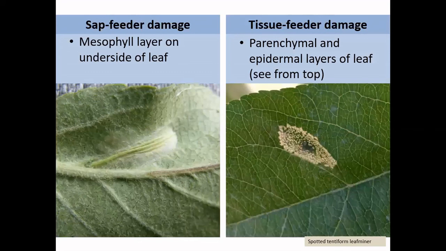As I mentioned, there are 2 different stages of larval development. The sap feeder stage causes damage on the underside of the leaf only, and it actually tunnels into the first layer of tissue. So damage can't be seen from the upper side of the leaf. It needs to be flipped over to look at the underside. The tissue feeder stage, though, starts to feed on the epidermal layer, so that window pane feeding that you can see in the picture on the right can be viewed from the top part of the leaf.